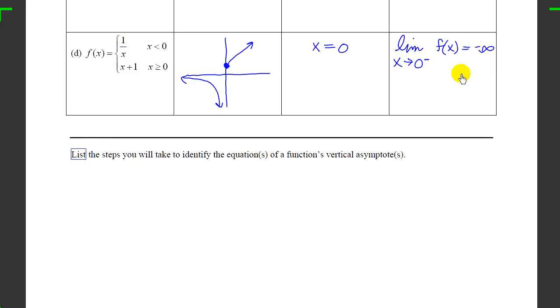So what I'd like you to do now is to list the steps that we have done to identify the equations of functions' vertical asymptotes on these 4 examples.